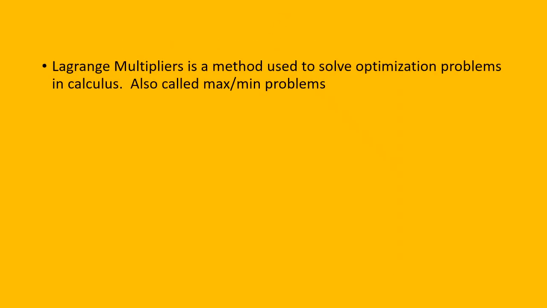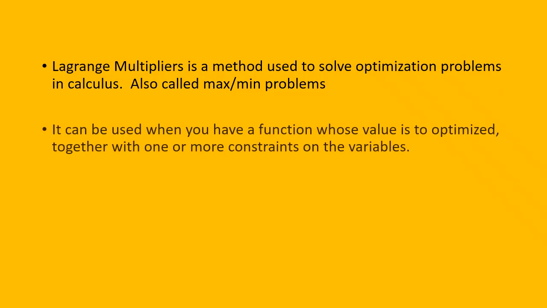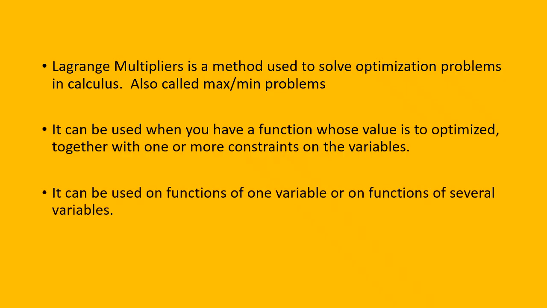Lagrange multipliers is a method used to solve optimization problems in calculus. They are also called max-min problems, finding the maximum or minimum of a function. The Lagrange multiplier method can be used when you have a function whose value is to be optimized, together with one or more constraints on the variables. It can also be used on functions of one variable or functions of several variables. And we can have more than one constraint on the variables.